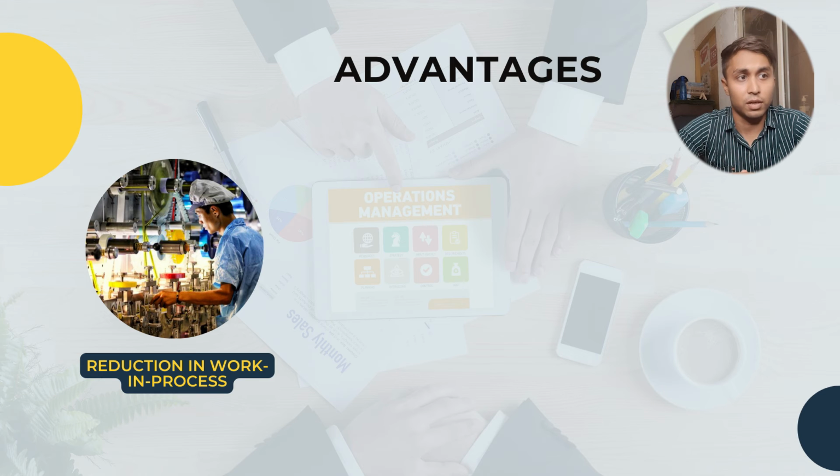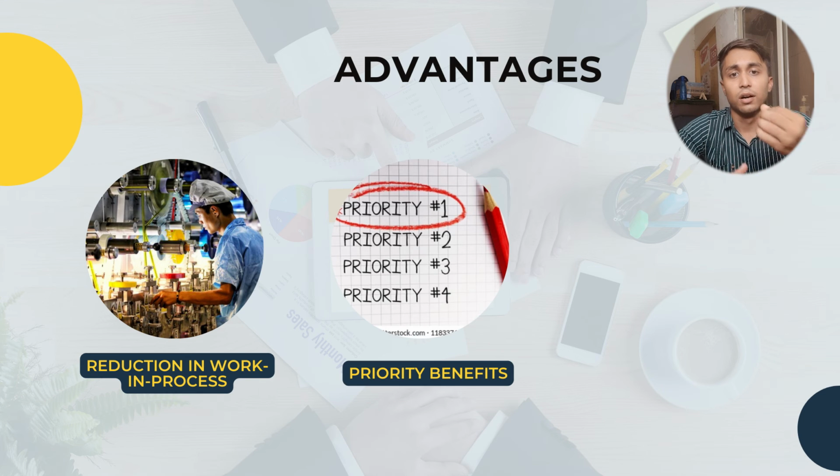The second one is the priority benefit. Sometimes you have a priority for a particular product, like an urgent order or urgent demand for it, so you can produce accordingly if you have raw material in advance. So MRP can be beneficial for the priority benefit as well.